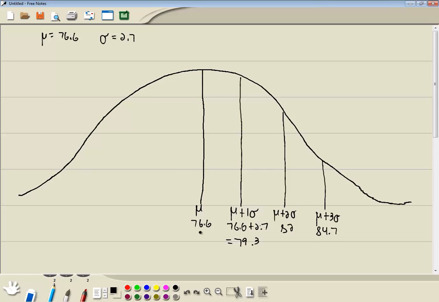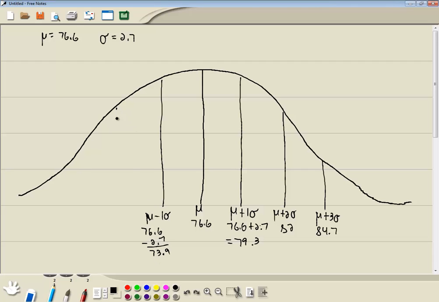So after you get your mean, then you just keep adding your standard deviation over and over. You add 2.7, add another 2.7, add another 2.7. Now going in this direction, we're going to subtract 2.7. So this is going to be mean minus 1 standard deviation. So I'm going to have 76.6 minus 2.7. I hate decimals. 73.9.